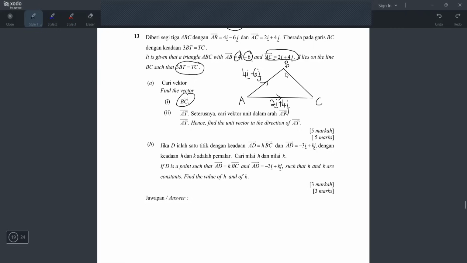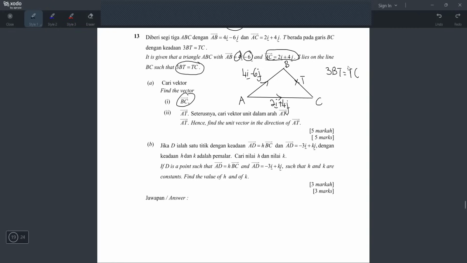All right. Okay, can I find vector BC? The answer is yes. I can do BA plus AC, right? So that's my question 1 answer lah. But before that, they got mentioned something here. T lies on BC. It means T is somewhere in between BC, and the ratio here is 3BT equals TC. Okay, this means they are trying to give you the ratio for BT and TC.